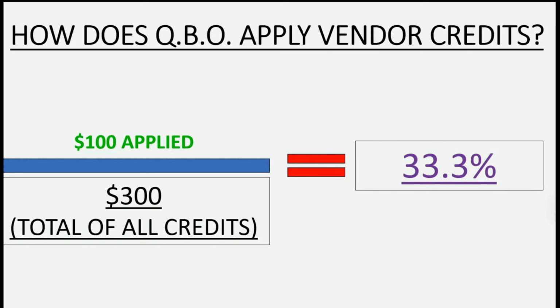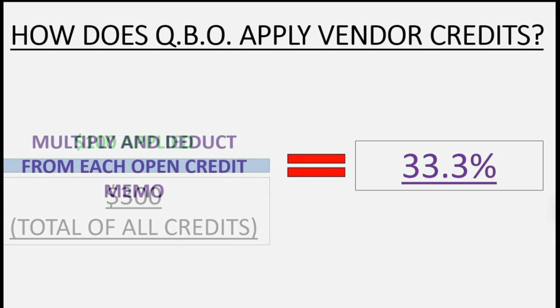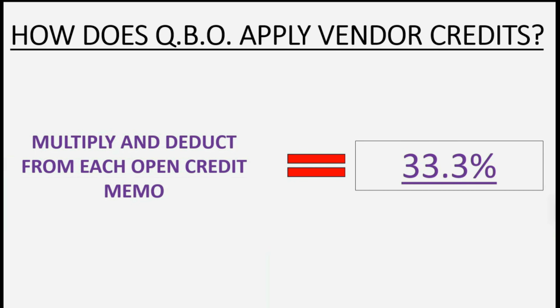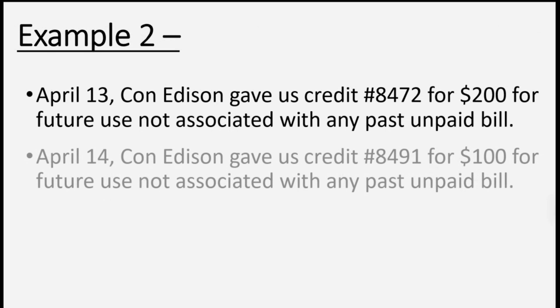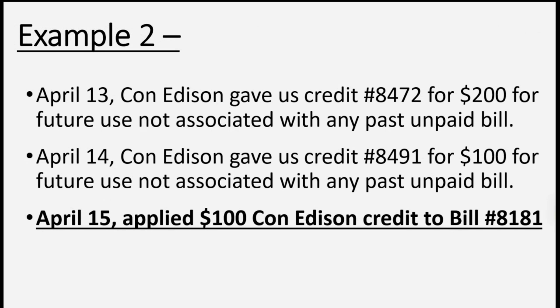And if we're applying 33% of the total credits Con Edison gave us to one bill, it will multiply that percent and deduct it from each open credit memo. So what that means is that we will apply $100 to this bill, and Con Edison will only take 1/3 of each of the 2 credits as it applies. So take a look how it works.